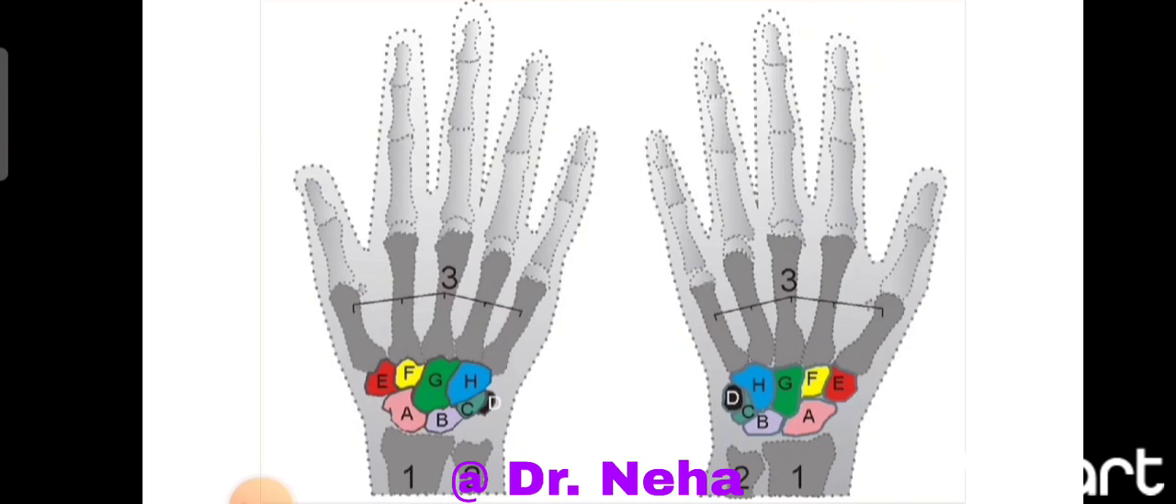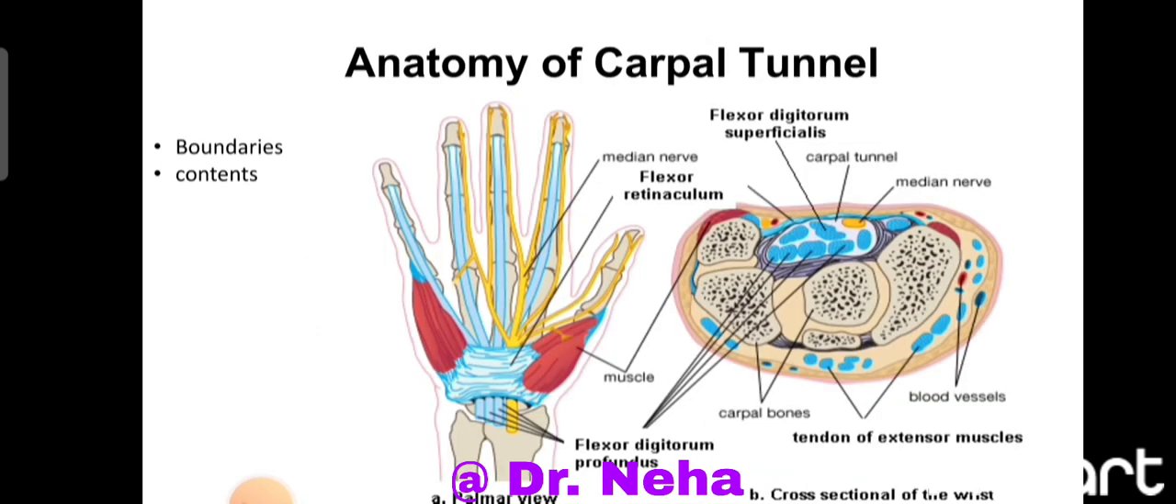So these are the carpal bones. A is the scaphoid, B is lunate, C is triquetrum, D is pisiform, E is trapezium, F is trapezoid, G is capitate, H is hamate. So these are the 8 carpal bones.